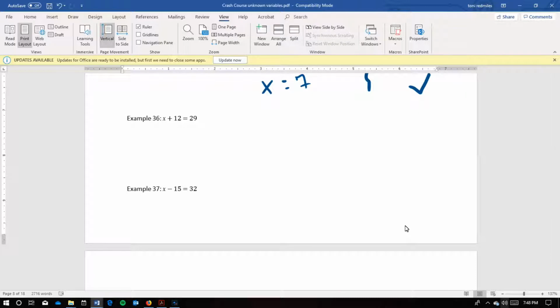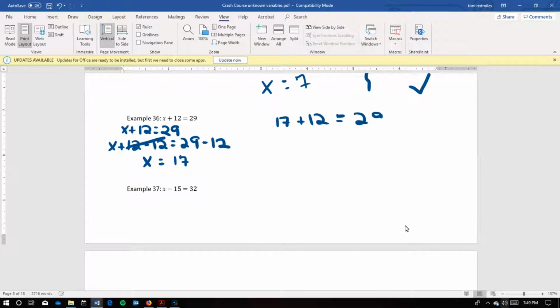All right, so in this one, the 12 is being added to the x. So the opposite operation to undo it would be to subtract it. What I do to one side, I must do to the other. So I'm also going to subtract a 12 over here. Well, plus 12 minus 12 equals 0, only leaving me with x. 29 minus 12 is going to give me a 17. Okay, so x equals 17. Let's check that real quick. And it checks. Awesome. All right, let's go on to the next one.